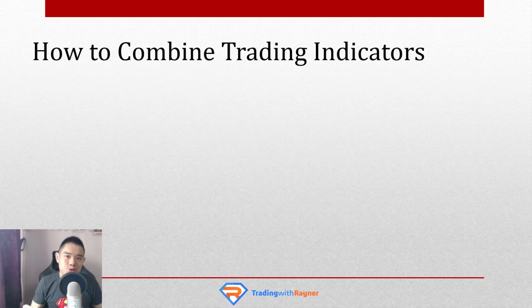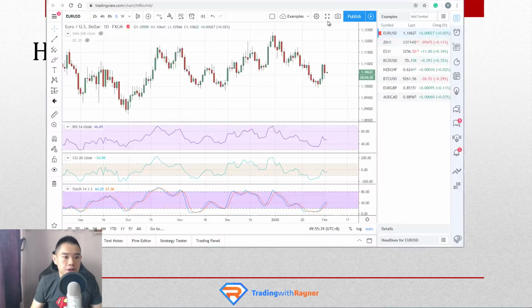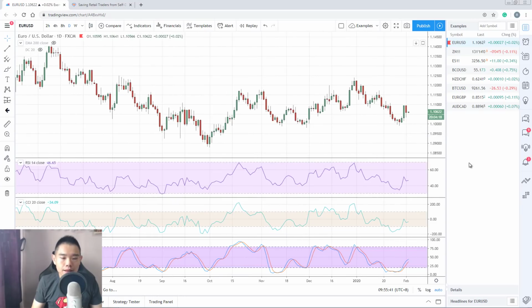So in today's training, you will learn how to combine trading indicators like a pro so you can better time your entries and exits, and get better trading results. But first, have a look at this chart over here and tell me, what's wrong with this?